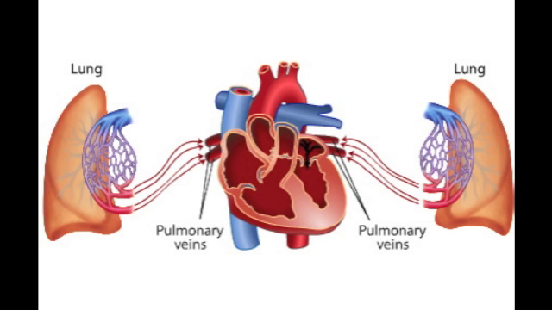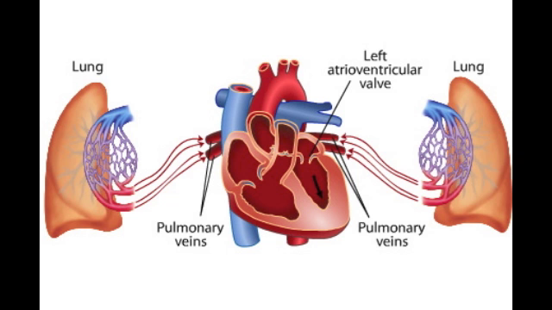From the left atrium, blood flows through a one-way valve called the left atrioventricular valve, also known as the bicuspid valve, into the left ventricle. Most of this flow occurs while the heart is relaxed. The atrium then contracts, filling the remainder of the ventricle with its blood. After a slight delay, the ventricle contracts.